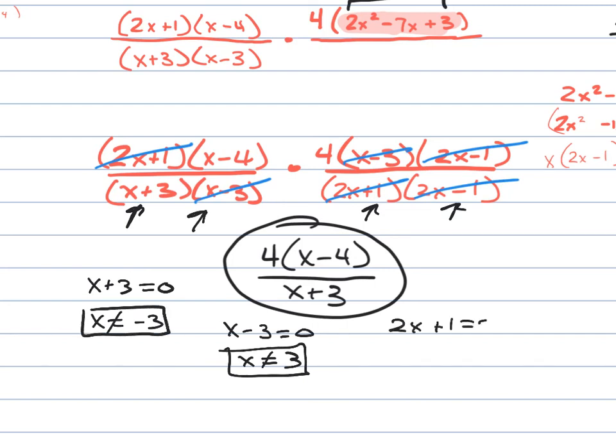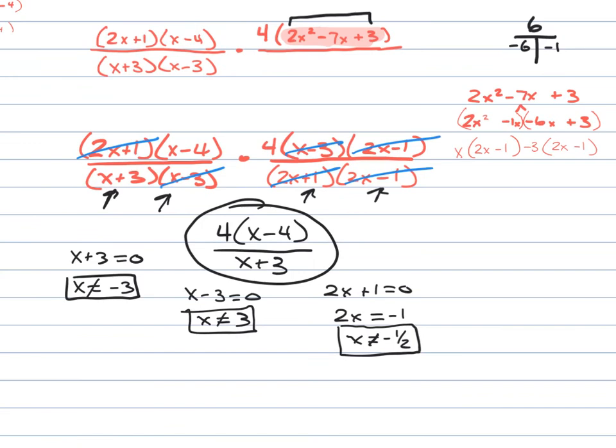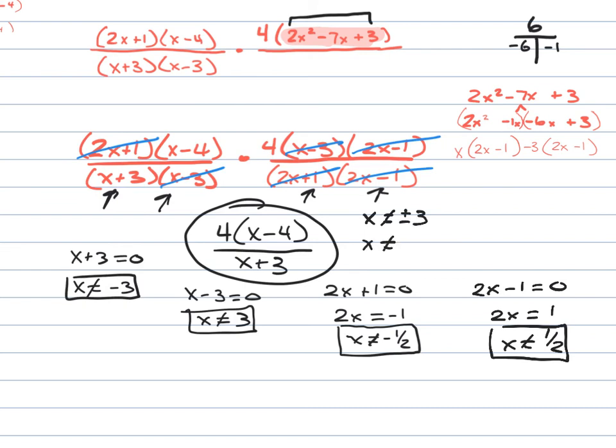2x plus 1 equals 0 would give us 2x is equal to negative 1, or x is equal to negative 1/2. That's what x is not allowed to equal. And then finally, 2x minus 1 equals 0. We get 2x is equal to 1, or x is equal to 1/2. There's another thing x is not allowed to equal, so we get 4 things. x is not allowed to equal positive or negative 3. x is not allowed to equal positive or negative 1/2.